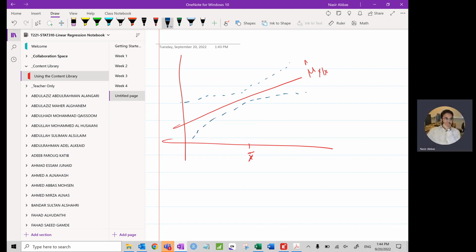The width is at its minimum at x bar. It's most precise when you are close to the average. We call this the confidence band for the confidence interval of mu of y when x is x naught. Any question up to this point?